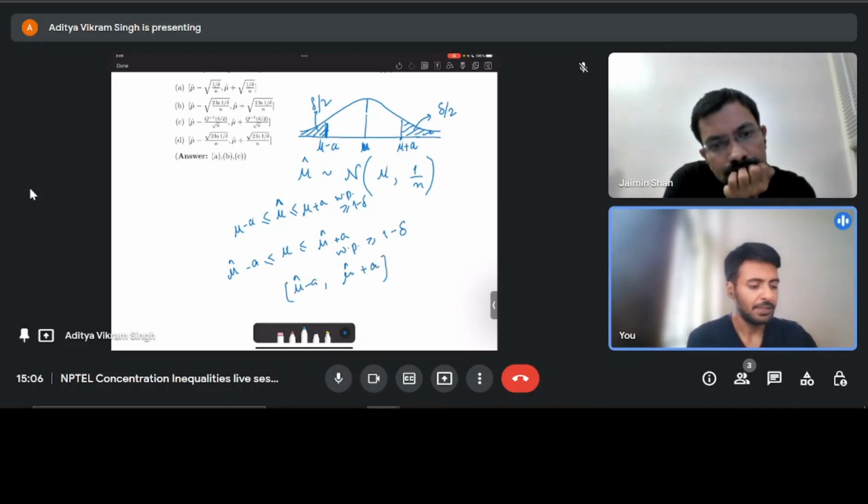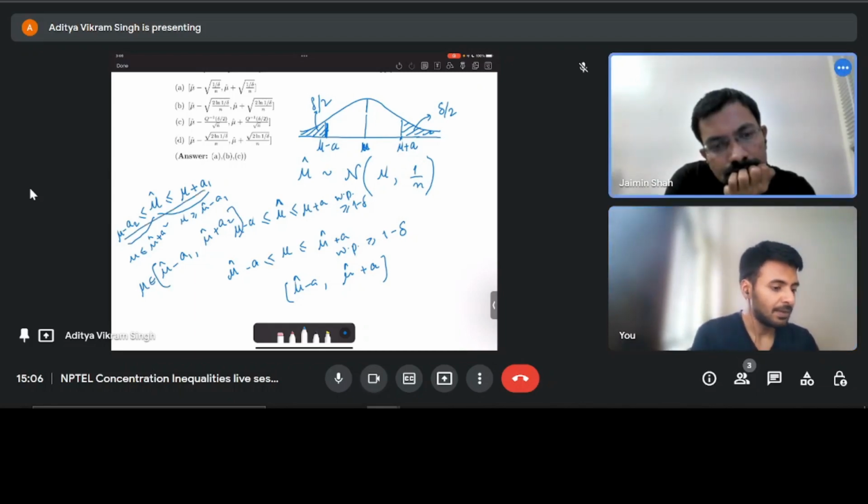In general, suppose you have an estimator and you know the guarantee that the estimator is within mu plus a1 and mu minus a2. What does this imply? That mu is greater than or equal to mu hat minus a1, and mu is less than or equal to mu hat plus a2. So your high confidence interval would be mu hat minus a1 and mu hat plus a2. There's a reversal of the roles of a1 and a2.